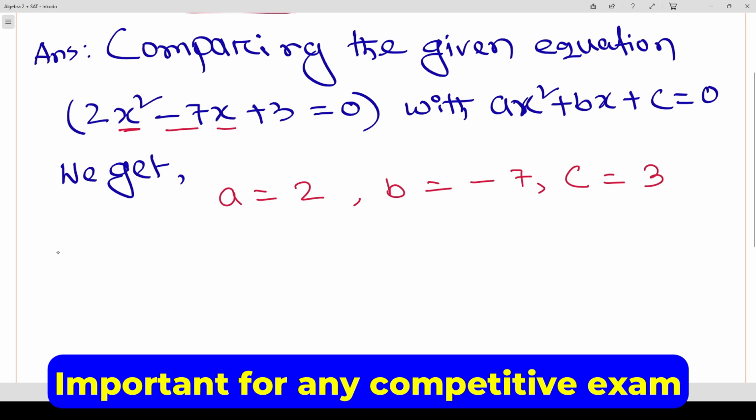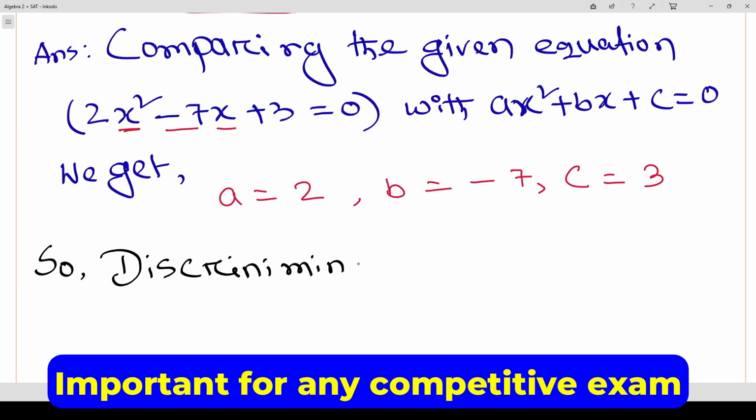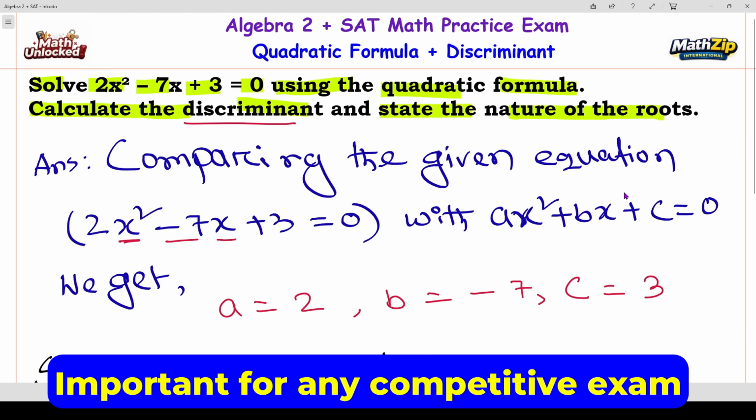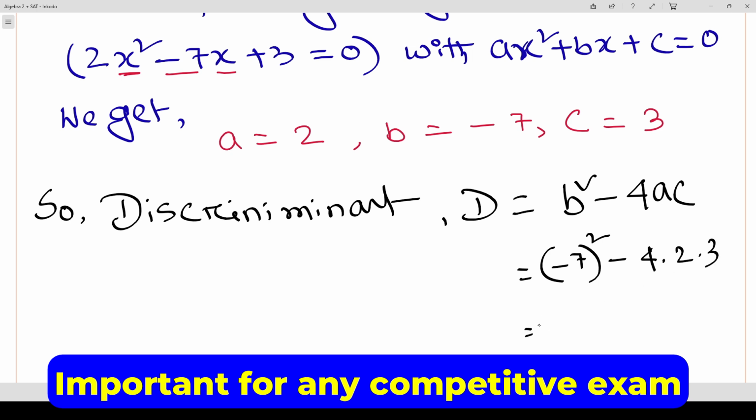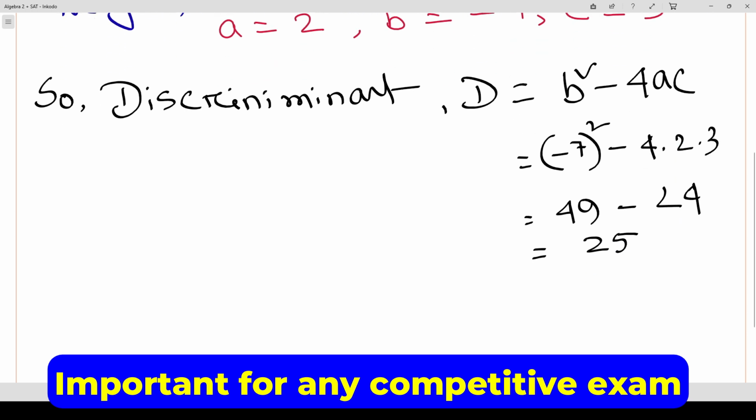Now calculate the discriminant. So we can write, discriminant D equals b² − 4ac. So what does that mean? b is −7, then square, minus 4 times a, which is 2, and c, which is 3. So (−7)² is 49. 2 times 4 is 8, 8 times 3 is 24.